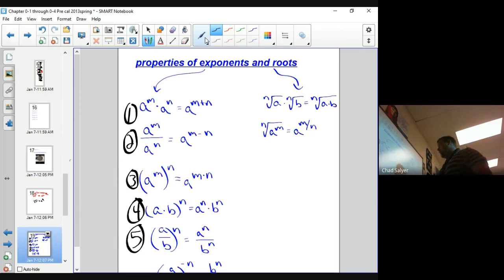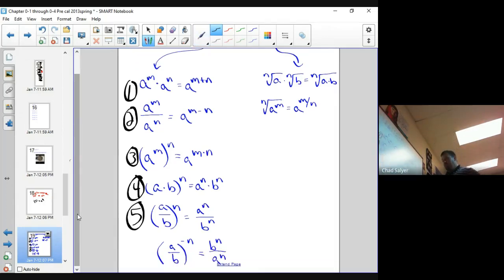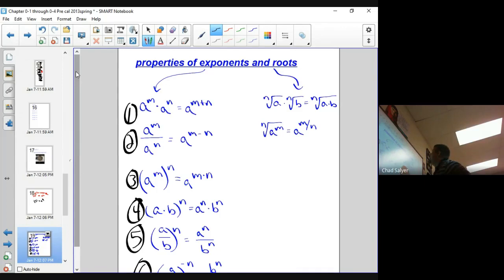The fifth one, you've got the power of a quotient. Once again, you'll distribute that power to the numerator and denominator. And then the sixth property of exponents, you've got a quotient to a negative power. So you will invert the numerator and denominator in this case. If you have a negative power, you're going to flip the ratio, like you see here. And you'll remember those from Algebra 2, probably Algebra 1 as well.